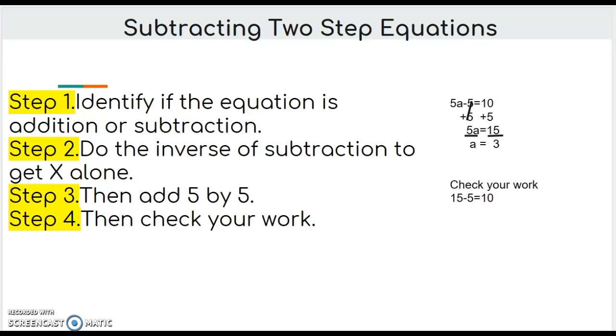Subtracting two-step equations. Identify if the equation is addition or subtraction. Do the inverse of subtraction to get x alone. Then add 5 by 5. Then check your work.